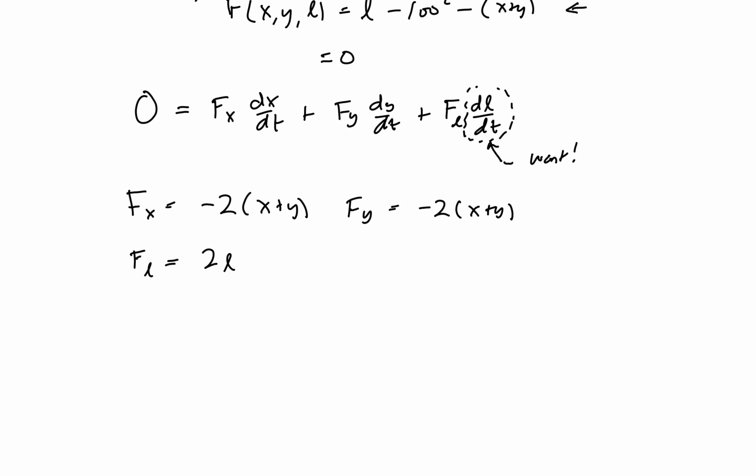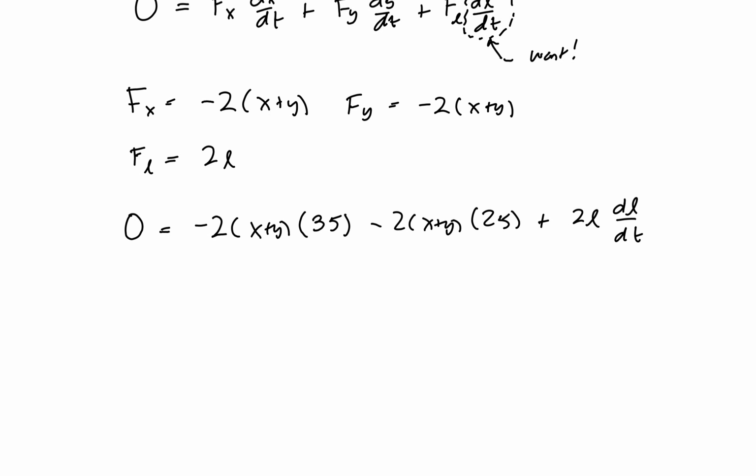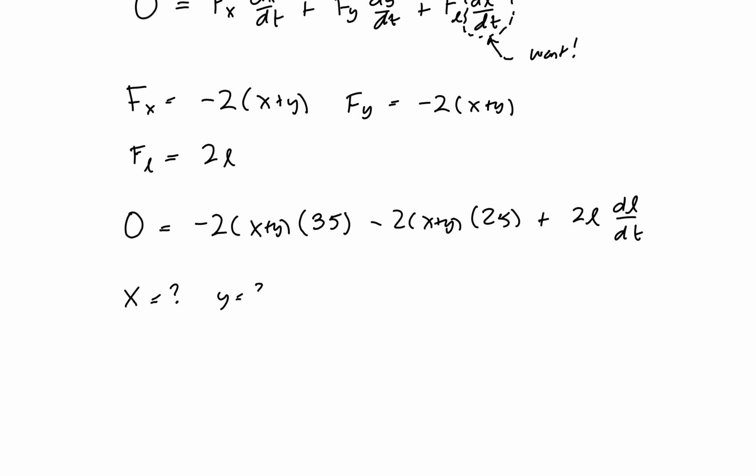And now we can fill a lot of this stuff in already. f sub x is minus 2(x plus y). We said dx/dt was 35, so let's fill that in. f sub y is negative 2(x plus y), and then we said this was 25. And then f sub L is 2L, and of course dL/dt is what we're looking for. So in order to finish this problem, we need to know what x, y, and L are. And we want this, remember, when t is equal to 4.